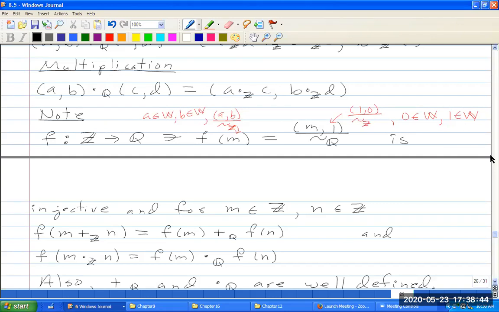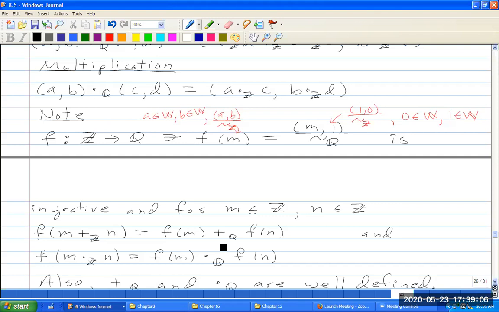This is injective for m being an integer and n being an integer. f of m plus n, these are integers, so this is integer addition, is f of m plus f of n. These are now rational numbers, so this is rational addition.